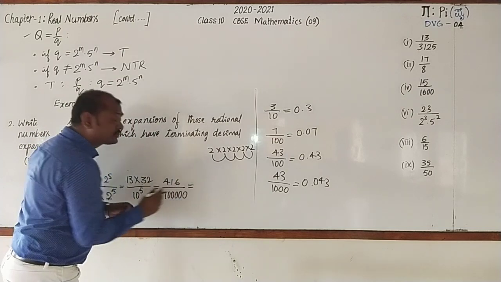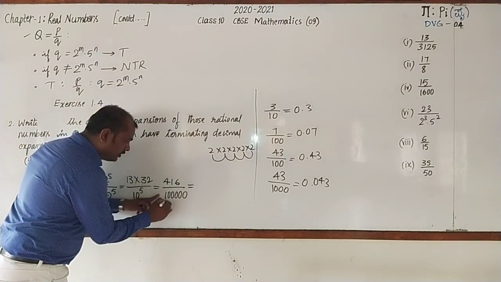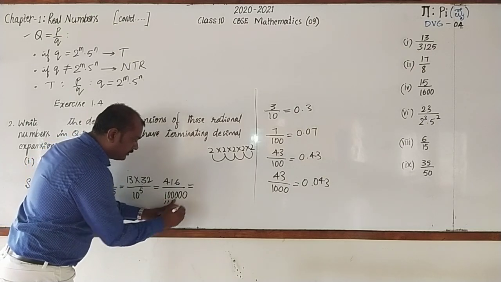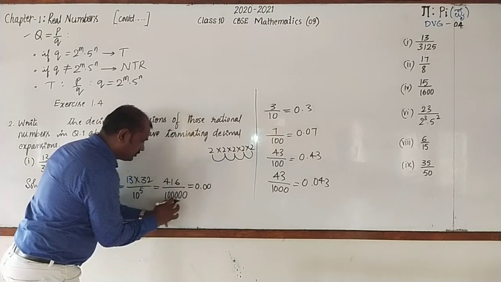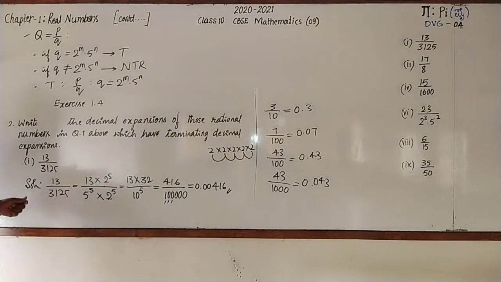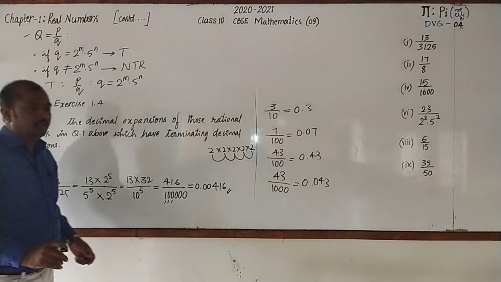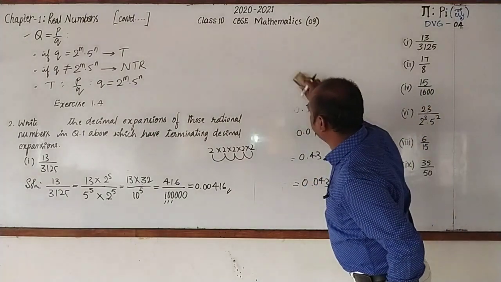It should be expressed in decimal form. See that, 416, how many digits? 3: 1, 2, 3. Remaining here, 0.00, then 416. This is the decimal expansion of this number. Understood? Okay. Now I'll take the remaining ones. Don't copy anything.